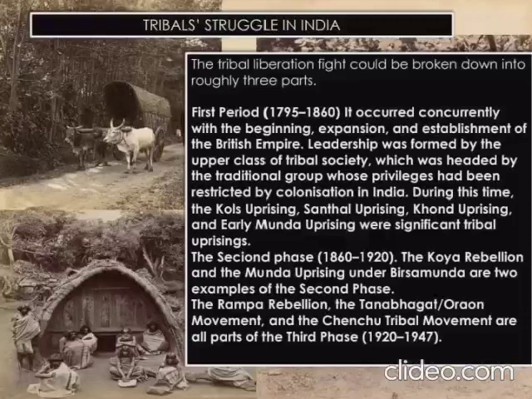The second phase, 1860 to 1920. The Koya rebellion and the Munda uprising under Birsa Munda are two examples of the second phase. The Rampa rebellion, the Tana Bhagat or Oraon movement and the Chenchu tribal movement are all parts of the third phase, that is 1920 to 1947.